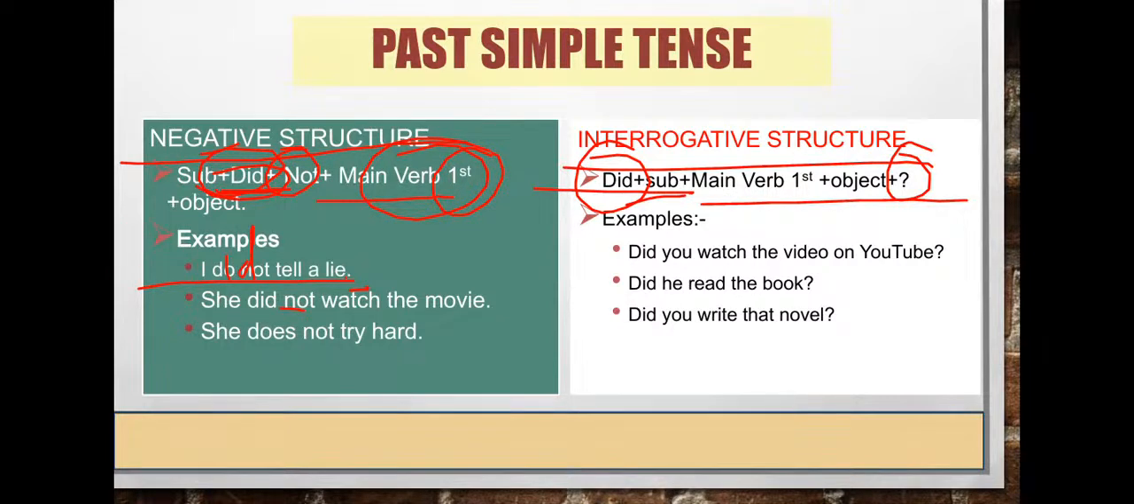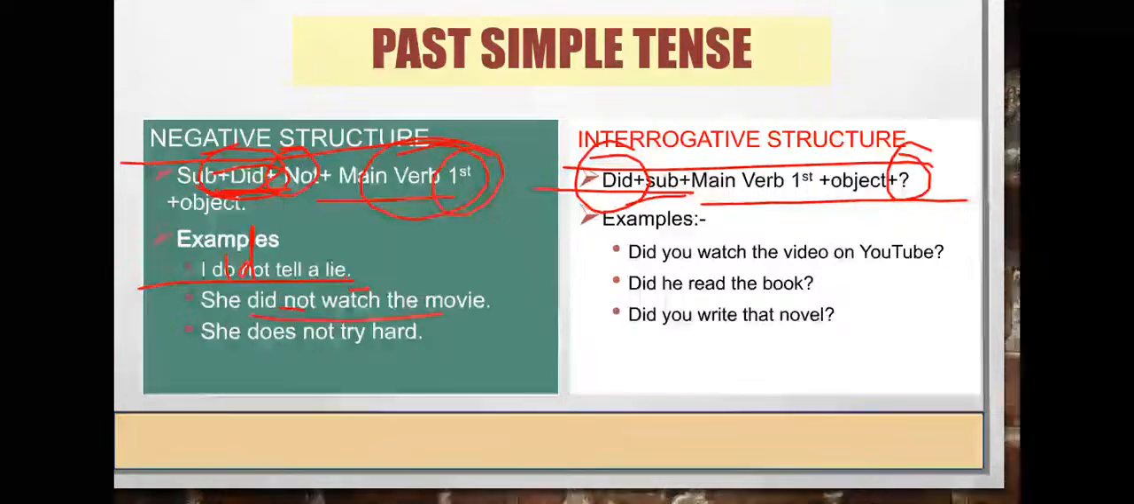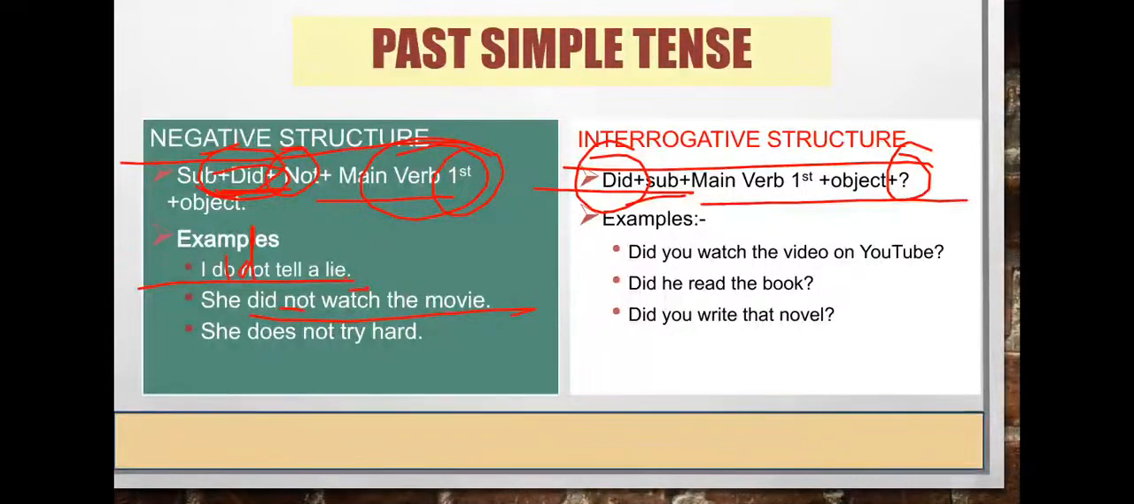She didn't watch the movie. Okay, that's okay. She didn't watch the movie. Totally, it's a lie actually. She didn't try hard. There was some mistake, I'm sorry for that. Now let's get into the interrogative structure and its examples.